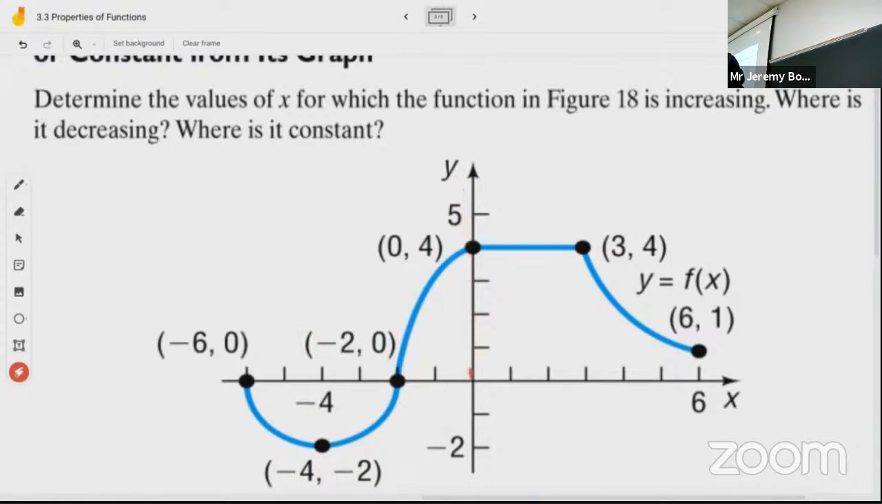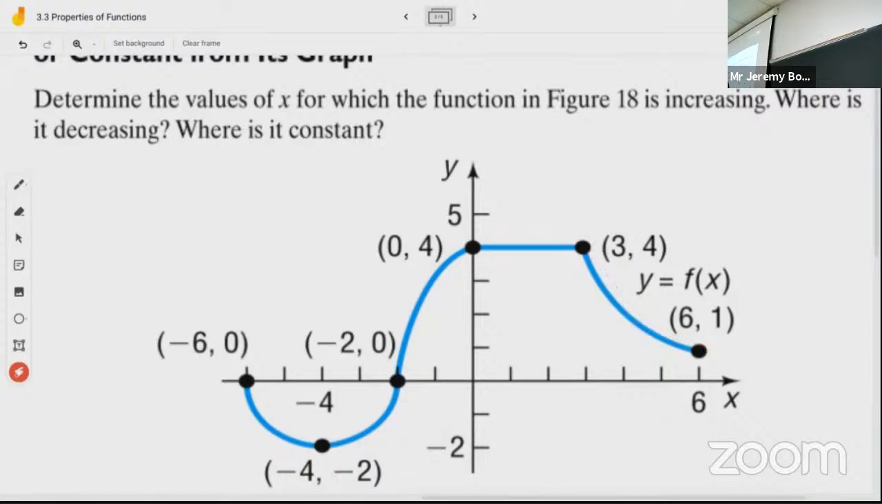Any questions on that? That's what tends to get people, when it changes up a little bit. As long as it keeps increasing, we're still increasing. From 0 to 3, what are we doing? It's not changing, so it's constant. And then from 3 to 6, we are decreasing.